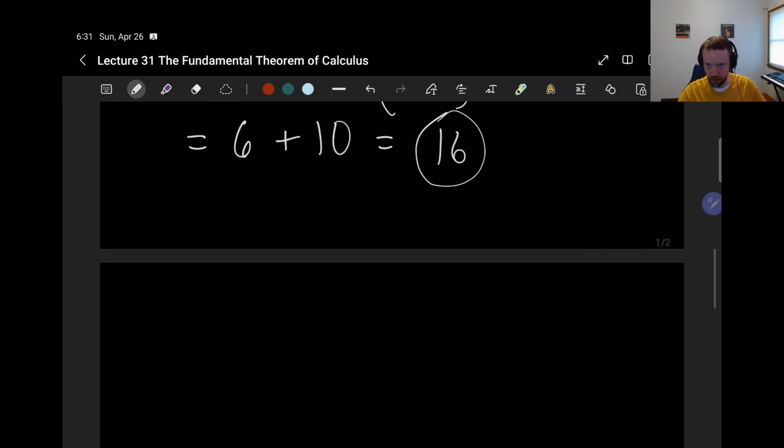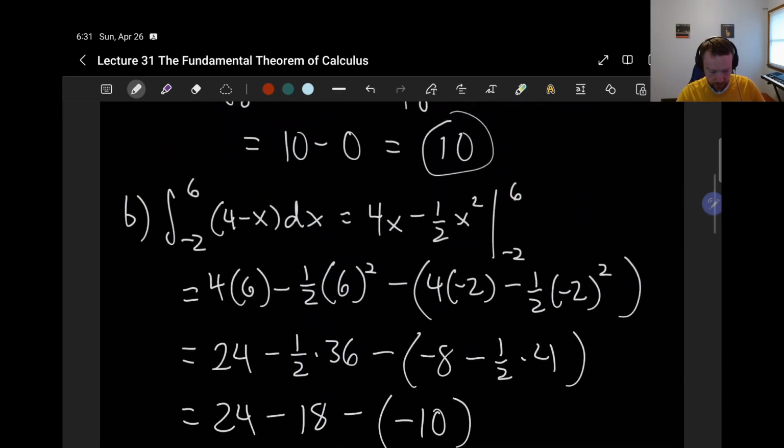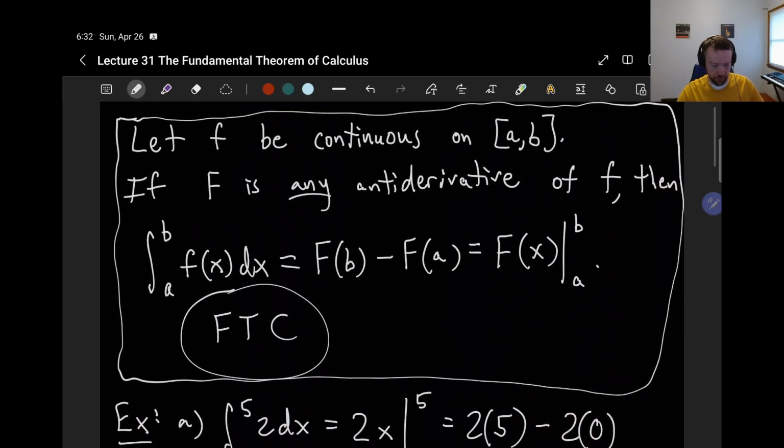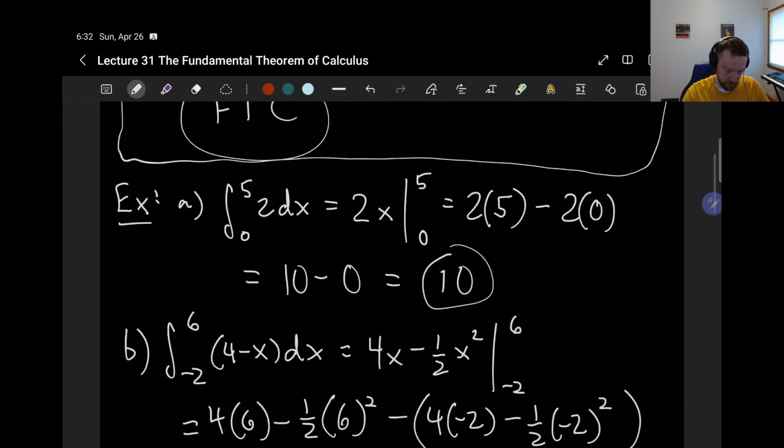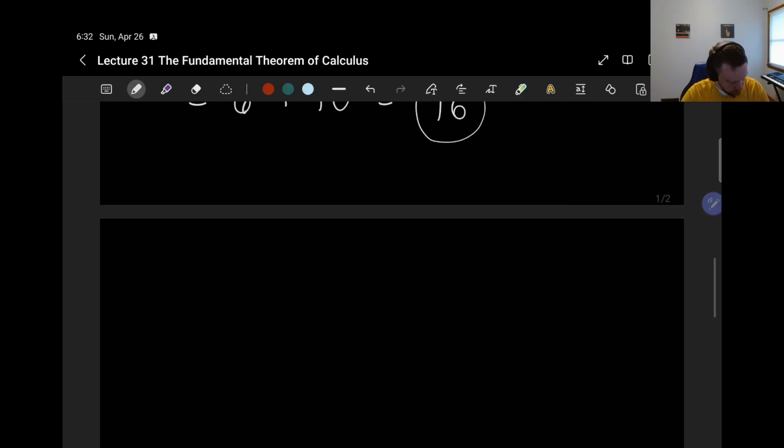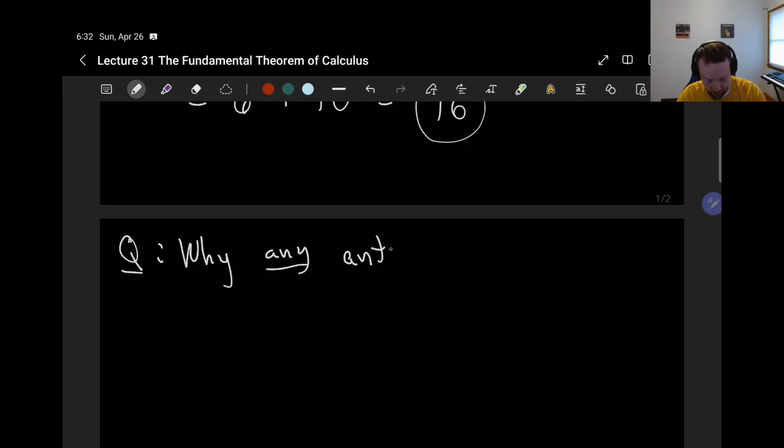Now, I want to focus on a couple of the assumptions that we made. So, first, I want to focus on why does any antiderivative work? Why don't I need the plus c anymore? And then I'll focus on why does f have to be continuous on this interval? So first question, why any antiderivative?